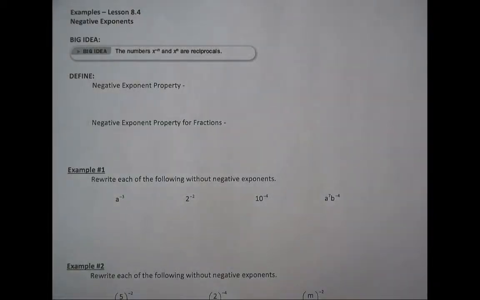So in lesson 8.4, we're going to look at negative exponents. What produces negative exponents? How can we take negative exponents and rewrite them as positive exponents, but with an equivalent expression, so we haven't changed anything. And that's our big idea.